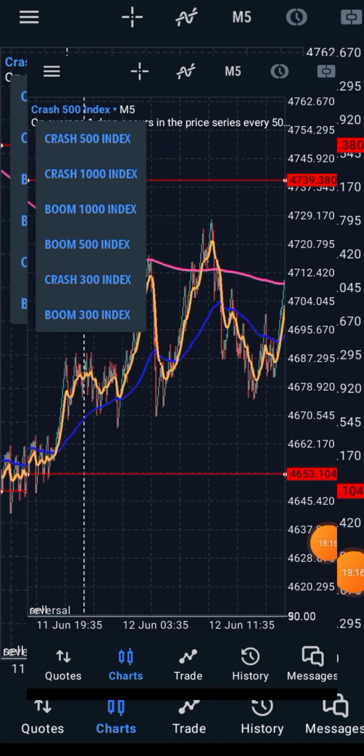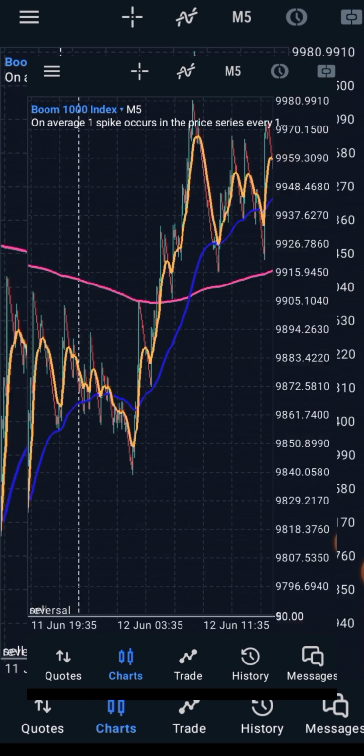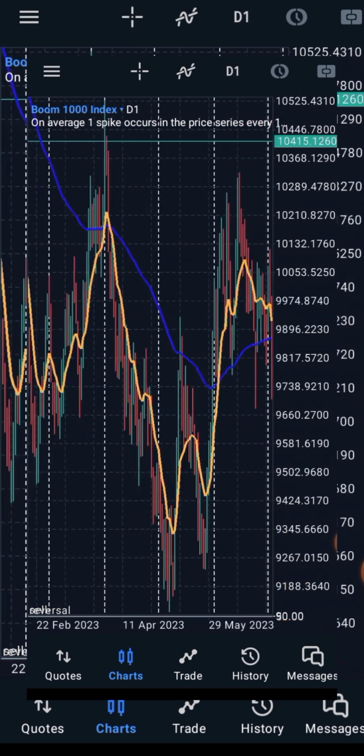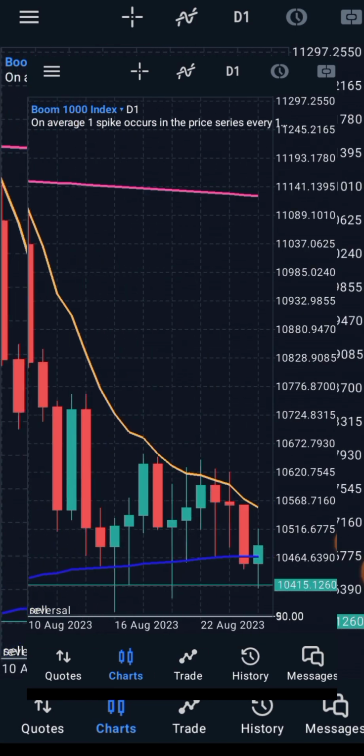If you can, check other pairs. Boom 1000. Let's see if we can find something here. Make sure you go to the higher time frame and see if the market is above the EMA 10, or if it's below. This is selling. And on the time frame, the market is selling.